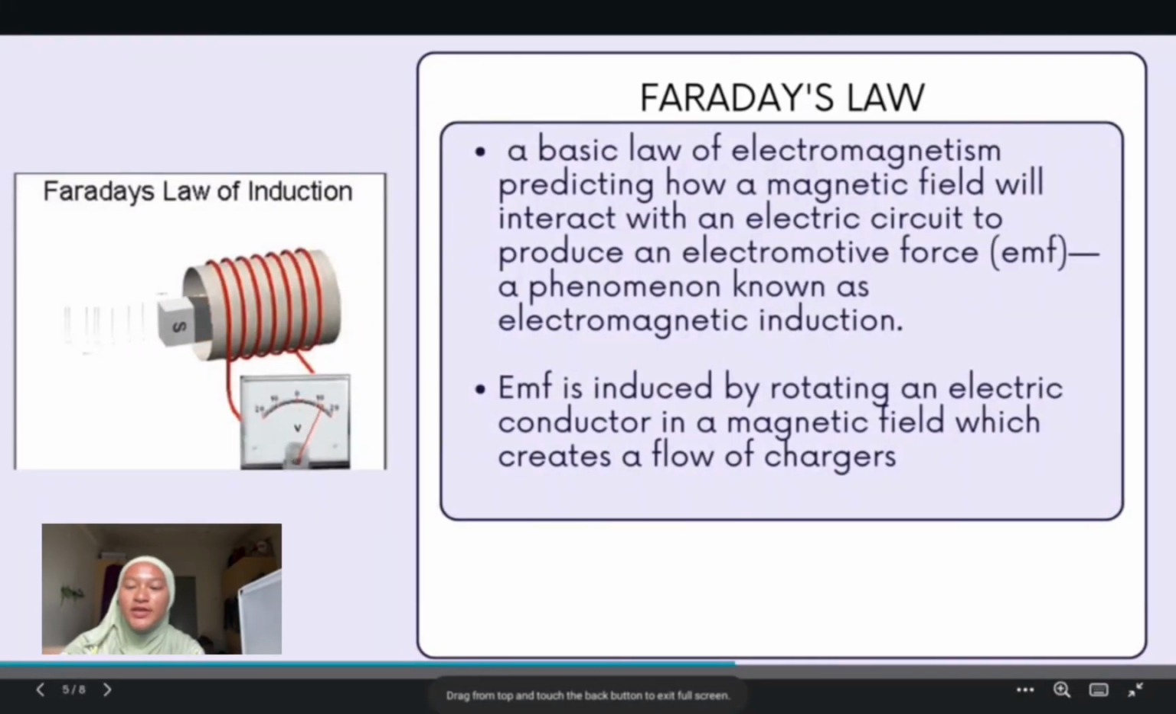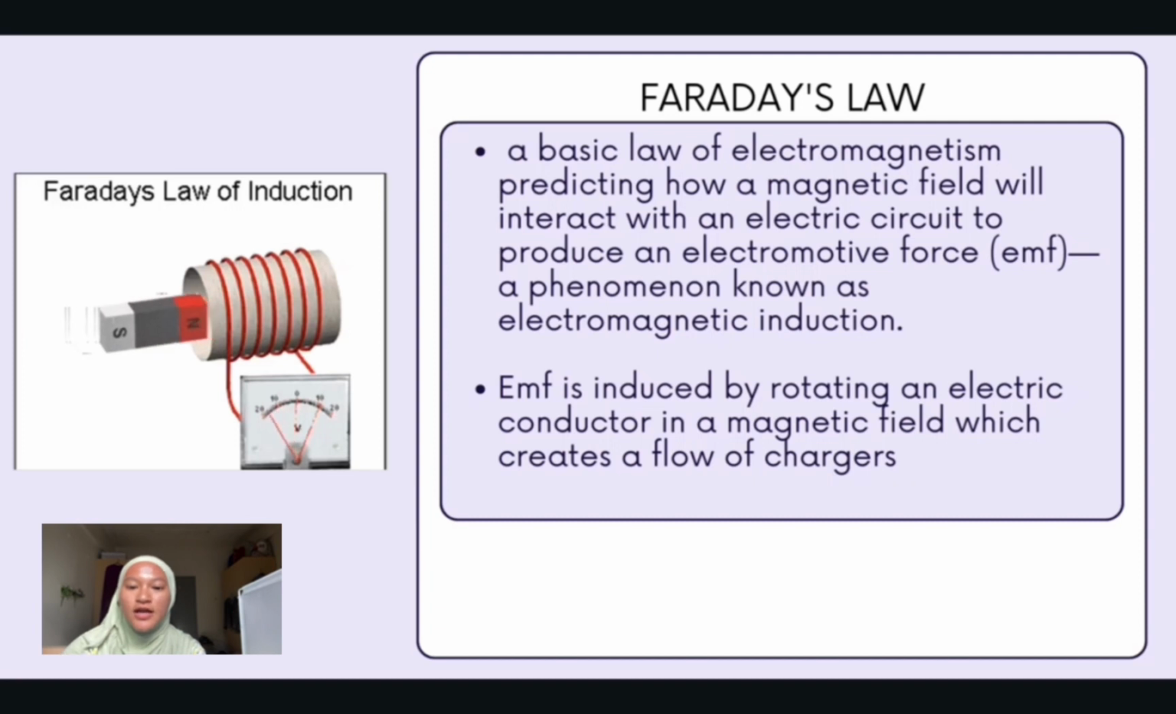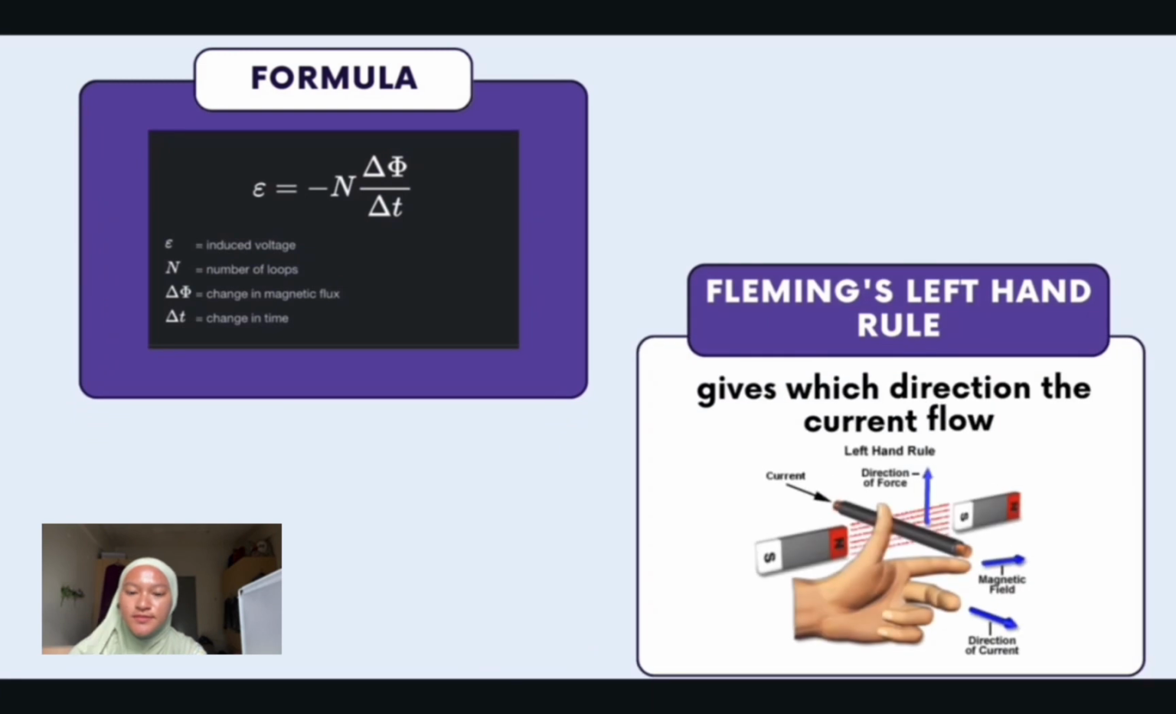In this experiment, we apply Faraday's law. Faraday's law is a basic law of electromagnetism, predicting how a magnetic field will interact with an electric circuit to produce an electromotive force, a phenomenon known as electromagnetic induction. EMF is induced by rotating an electric conductor in a magnetic field, which creates a flow of charges. This is the formula: induced voltage equals the number of loops multiplied by the change in magnetic flux divided by the change in time. We use Fleming's left-hand rule to give which direction the current flows.